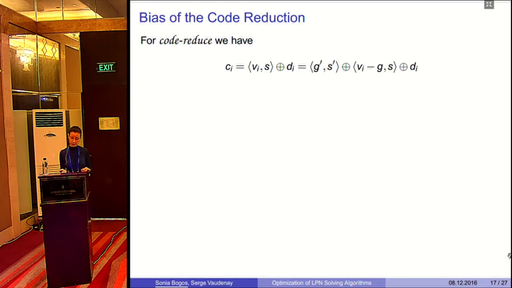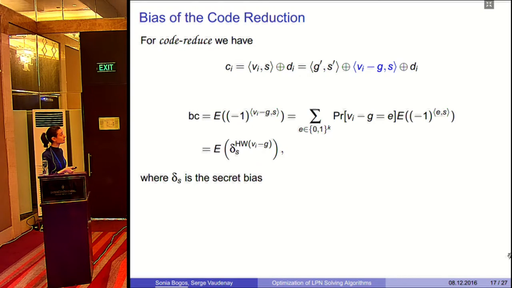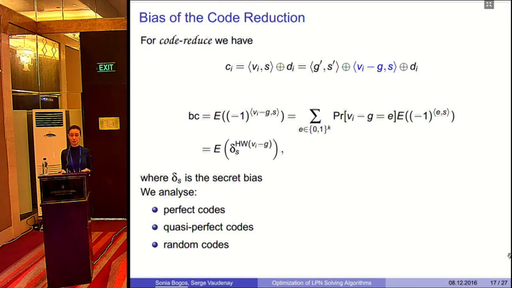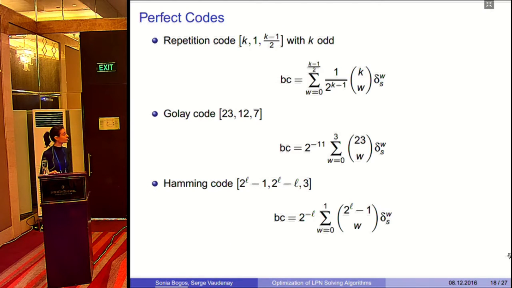Now, for the code reduction, as I said, we introduce a new term in the noise. So we have to compute what's the noise bias for this. And here, for this reduction, we study several types of linear codes. We study the perfect codes, we study the quasi-perfect codes, and we study also some random codes that we analyze ourselves. So here I'm going to present the results only for the perfect codes, where we're able to say exactly how much noise we're introducing by using repetition code, Golay code, or Hamming code. We did the same for the quasi-perfect codes. You can find more details in the paper.